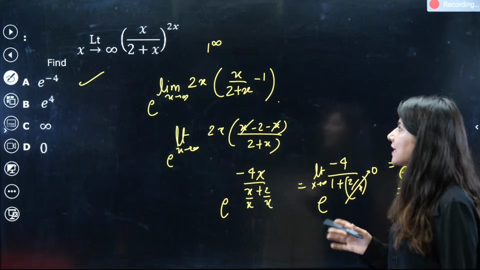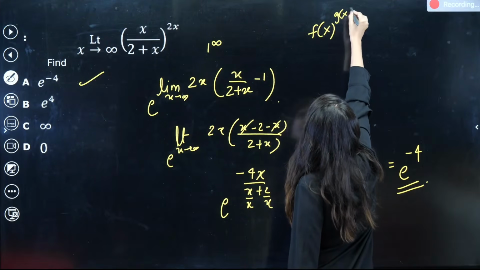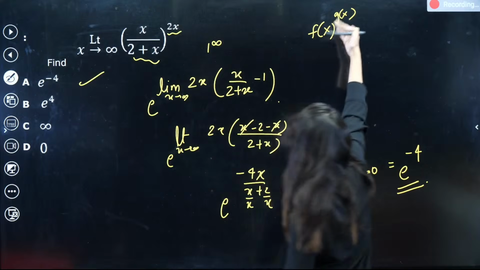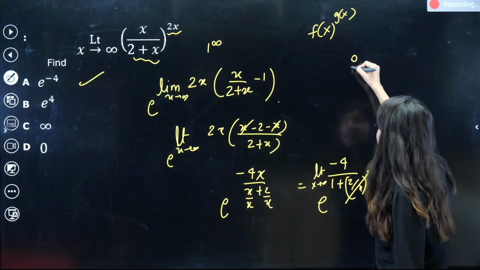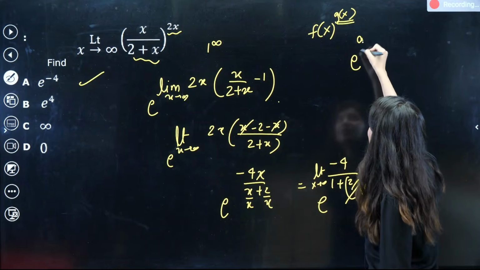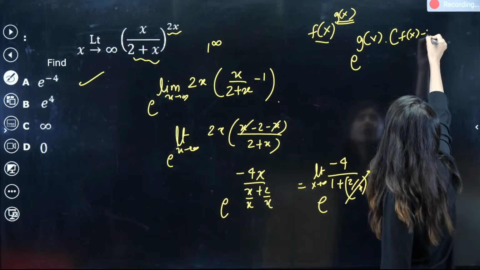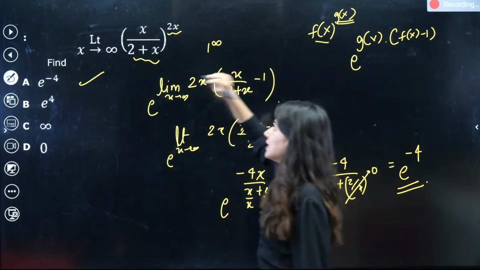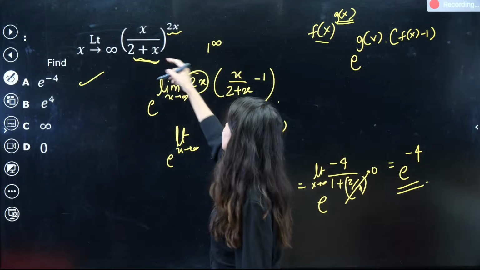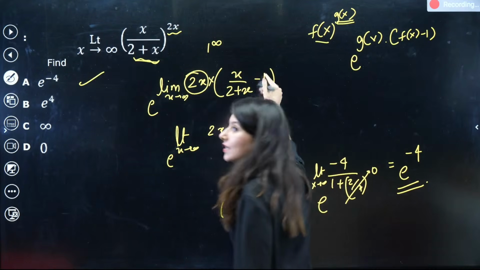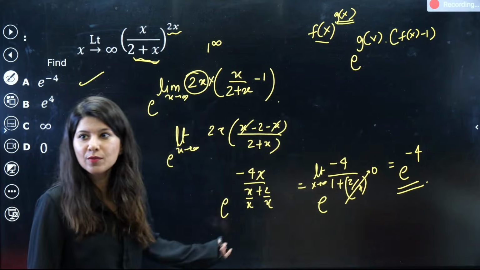So one student is asking how to tackle 1 raised to power infinity. Whenever you see f(x) raised to power g(x), where f(x) is 1 and g(x) is infinity, you don't solve it directly. You just apply these steps: e raised to power, this power g(x) will come in front, multiplied by f(x) minus 1, and the limit stays the same. That's it. So we did the same thing: the power 2x came in front and we subtracted 1 from this base in the multiplication. And now this is the general limit form. You just solve it by the 0 by 0 or infinity by infinity form.